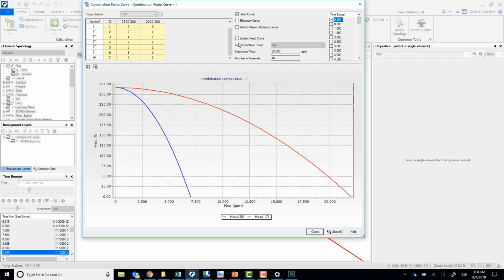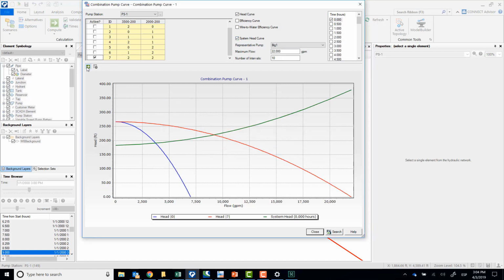Okay, now let's introduce one system head curve at a time and start analyzing it this way. Okay, so for the boundary conditions established at hour 0, this green line represents the system head curve. So if I were to turn all 4 pumps on, then my operating point would be at the intersection of these 2 lines. If I only had one big pump on, this would be the flow. Okay? So that's really what it's telling me.